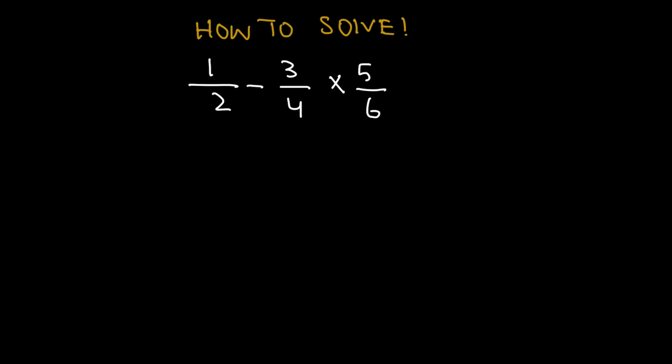Okay, so first of all, we simplify the multiplication. 1 over 2 minus 3 over 4 multiply 5 over 6. Numerator multiply with numerator and denominator multiply with denominator. So 3 multiply 5 is 15 and divided by 4 multiply 6 is 24.